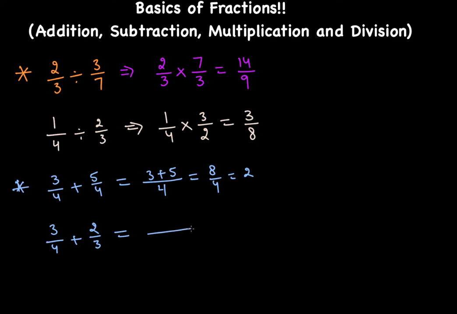For the denominator, we're going to multiply this denominator with the other. 4 times 3 is 12, and then we're going to cross multiply. So this 3 we multiply with this 3, so 3 times 3 is 9, and then we multiply this denominator over here, so 4 times 2 is 8. That gives me 17 over 12. So the same rule we can use for subtraction.